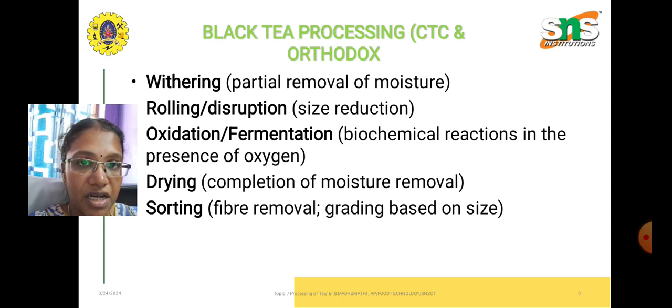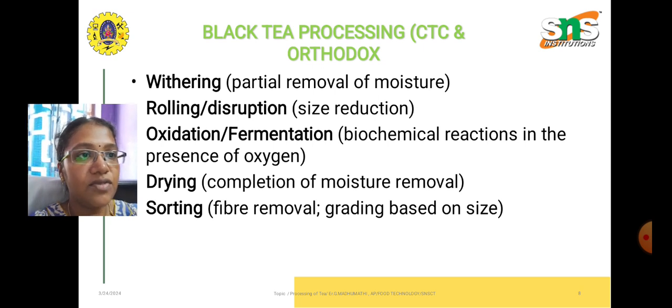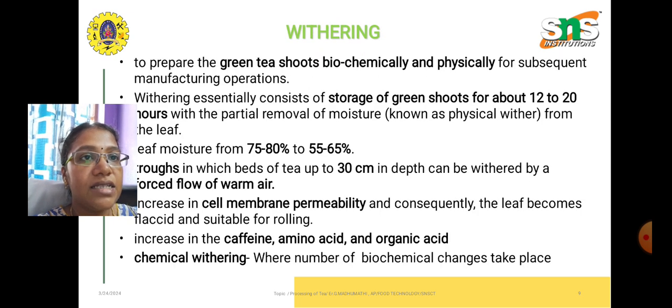First we are partially removing moisture and reducing the size, then we go in for oxidation, or the biochemical reaction or the fermentation process that is carried on, and then drying and sorting. That sorting is done based on the grading of size for the fiber removal. And next is the withering process.